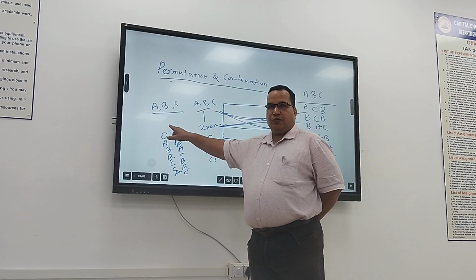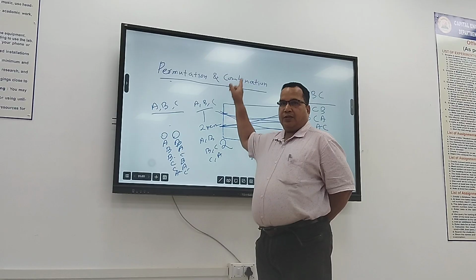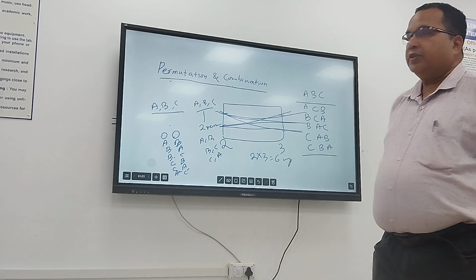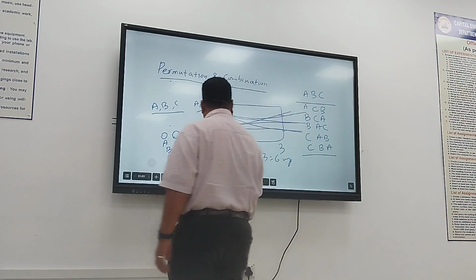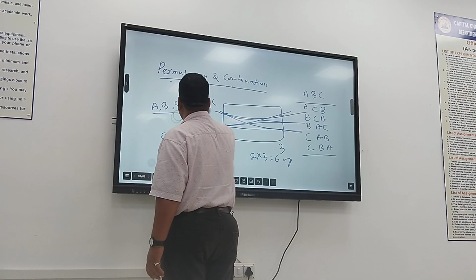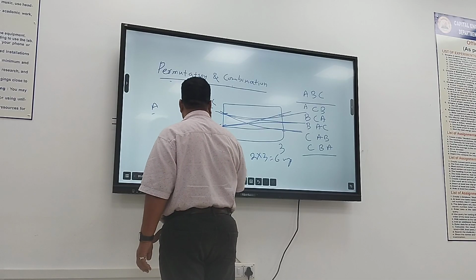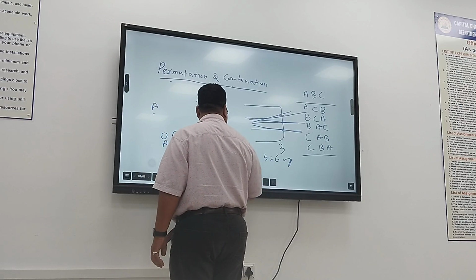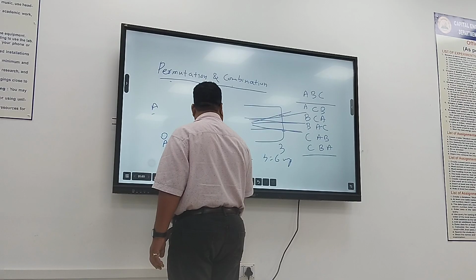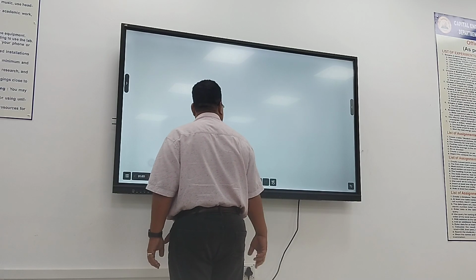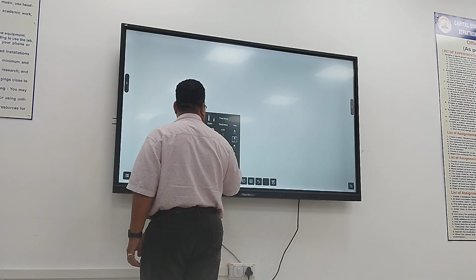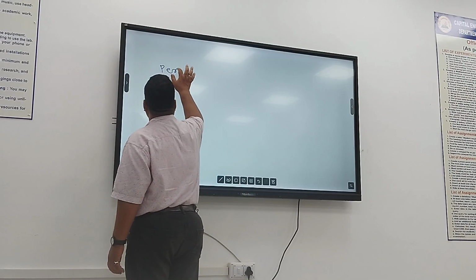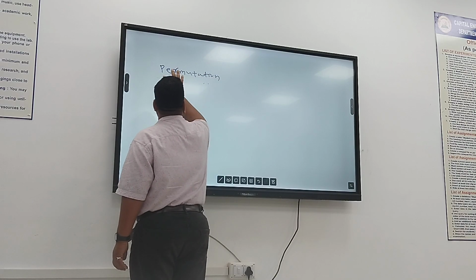So this is known as permutation, and this is known as combination. The equivalent English meaning of permutation is arrangement, and the equivalent English meaning of combination is selection. Okay. So formally we can define it this way. Theoretically, permutation, equivalent meaning is arrangement.